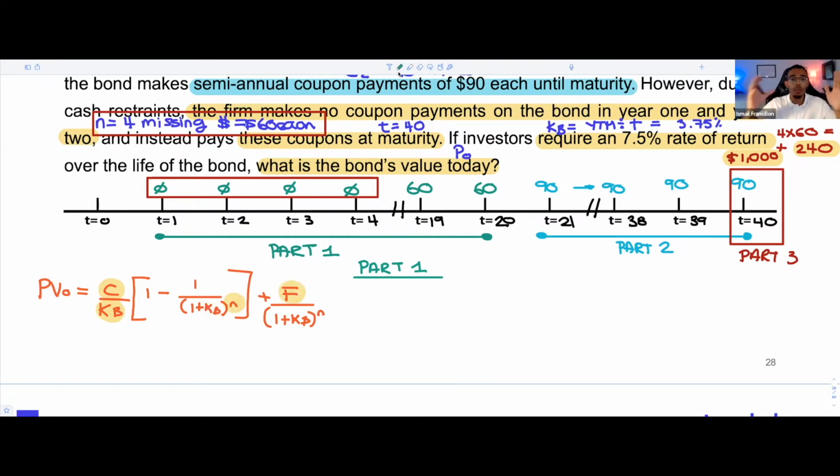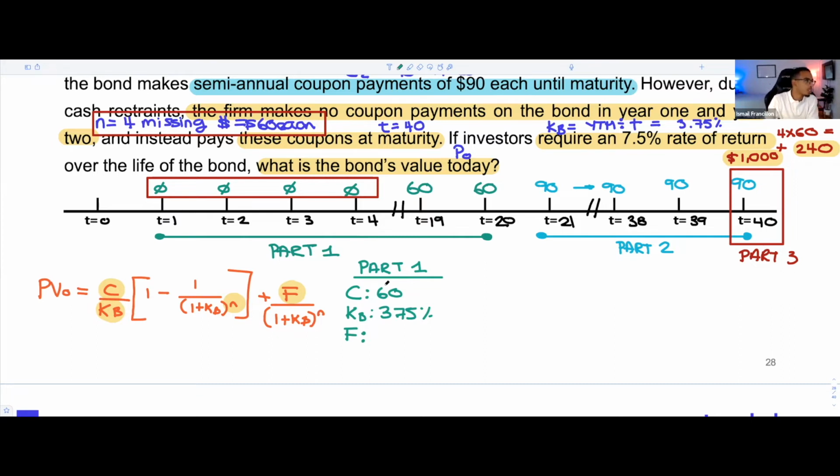So if we look simply at part one as being its own individual bond, I think we could all agree that C is going to be equal to 60, that KB is going to be equal to 3.75%, and that our F, if I could ask you in the chat, what is our F for part one? Just for part one, from T1 to T20, what is our F? Do we have an F in that period of time? I need a few people to write it in the chat.